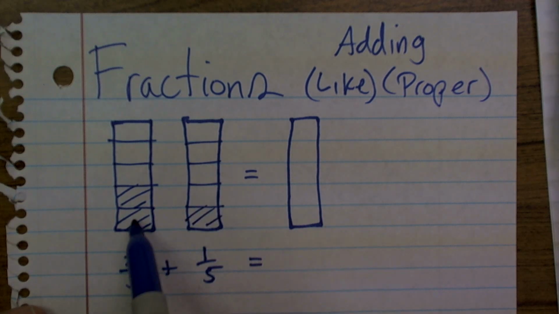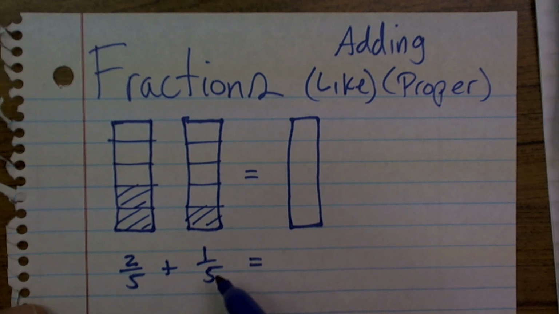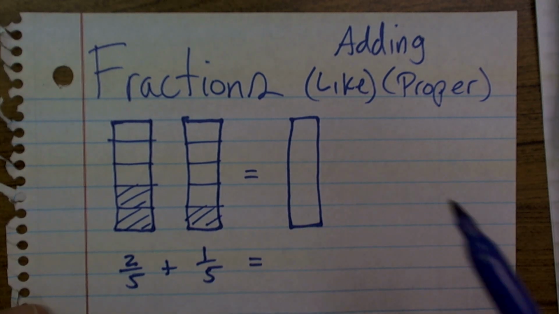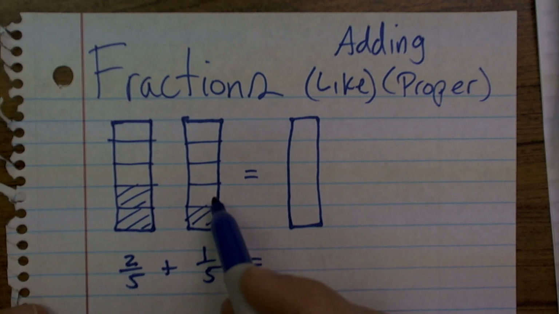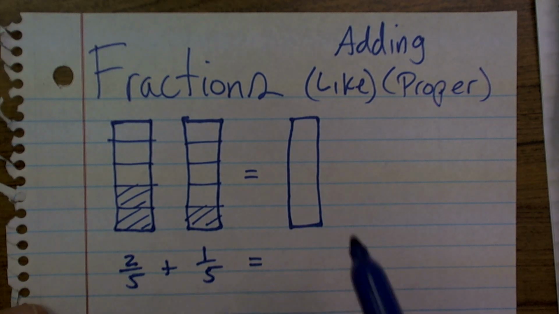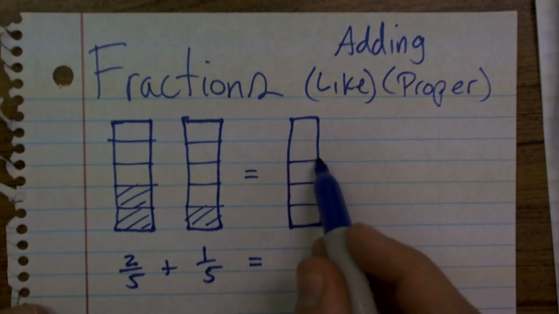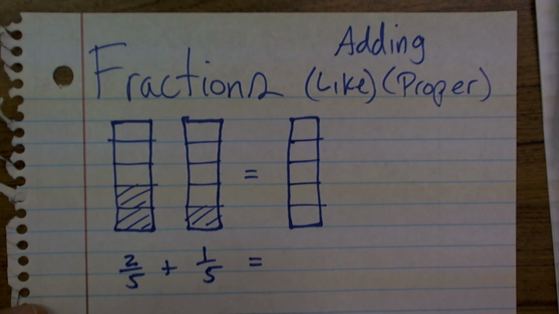So here I have 2 over 5 total parts. Here I have 1 over 5 total parts. All right, so if I'm going to add these, the number of parts don't change. You're still going to divide your fraction into 5 equal parts, okay?